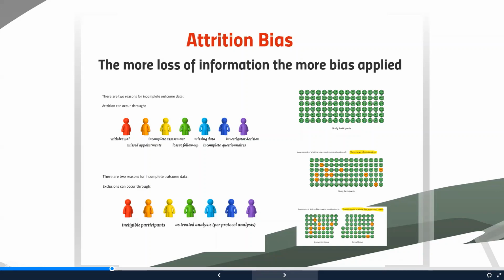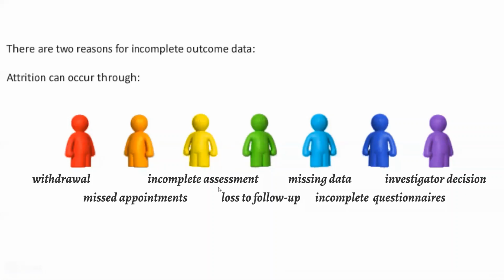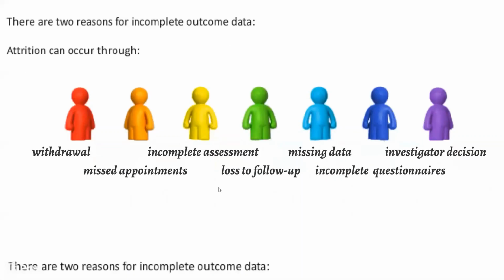Okay, attrition bias. We have different kinds of data loss. Not data loss, but participant loss. Sometimes they withdraw. Some of my participants withdraw because of side effects, some because I'm not treating them very well. Incomplete assessment: they do not have time, or they traveled. For every study, we will have loss to follow-up for some participants. But when can this be a problem?